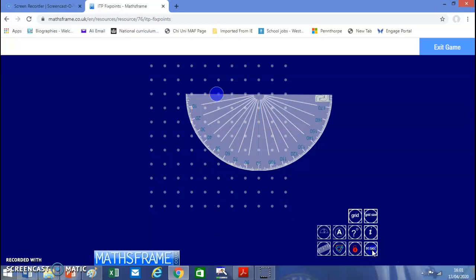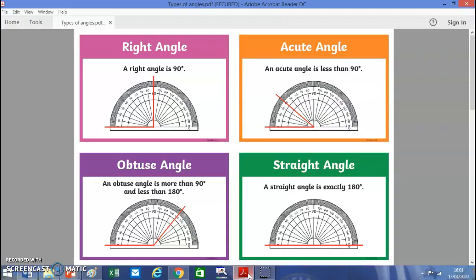Let's have a look at another kind of angle. So we've done right angle. A right angle is always 90 degrees. An acute angle is always less than 90. And an obtuse angle is always between 90 degrees and 180. On here it talks about a straight angle. That just means a straight line, and that is 180 degrees.